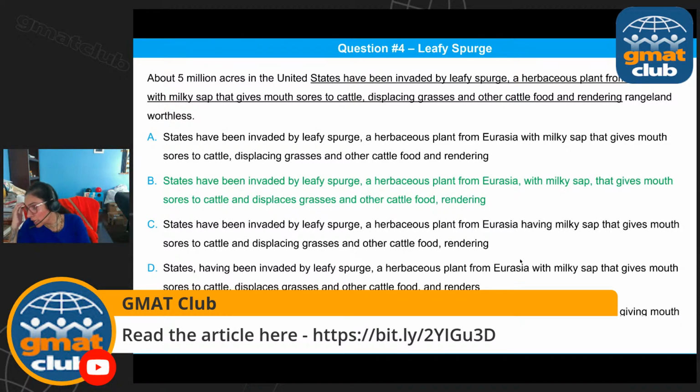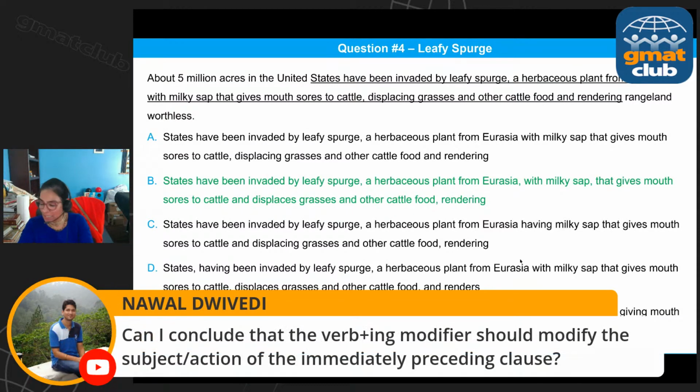Can I conclude that the verb-ing modifier should modify the subject action of the immediately preceding clause? That's what happens, Naval. But it does not modify the subject. It modifies the preceding action in the preceding clause, but it also has to logically connect with the subject. Okay. And again, go through the free trial. It's all free. So, just go through it. You will understand what's going to happen over there.